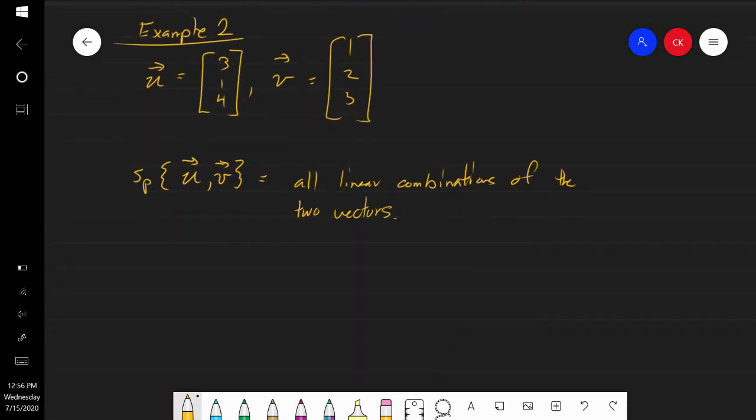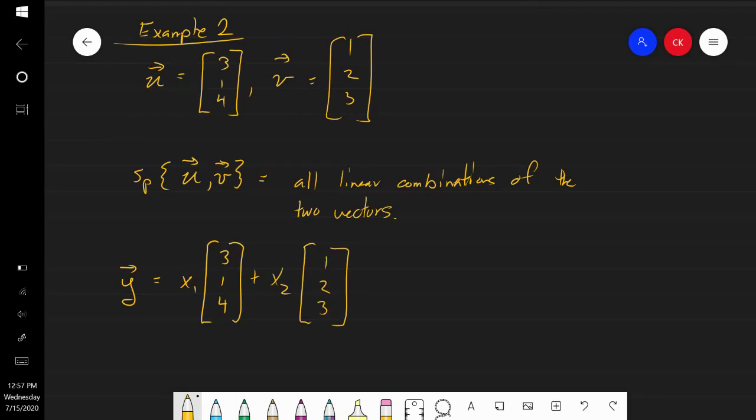Which, when written out, would look something like this. And I'll use x1 and x2 this time as our variables. So it's the set of all things y, x1 times our first vector, 3, 1, 4, plus x2 times our second vector, 1, 2, 3, where x1 and x2 are elements of the real numbers. So we're looking again at linear combinations of these two vectors now.